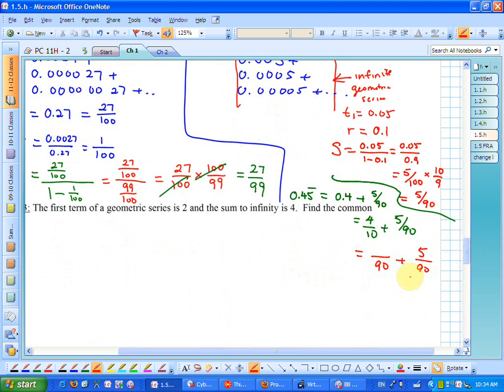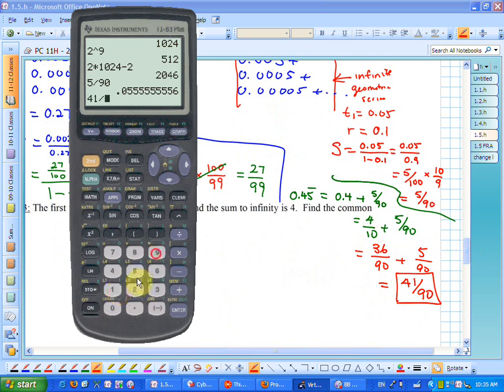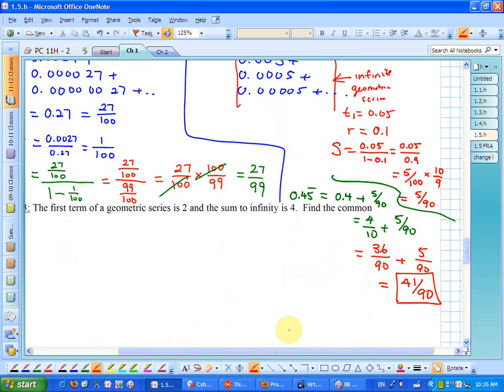4/10 is equal to how many 90ths? 10 times 9 is 90, so 4 times 9 is 36. So I believe the answer here is just 41 over 90. And that's your fraction for part 2b. Once again, you can always double check this by just dividing, and oh yeah, it's the same thing. So it's all good. I hope you did that at home, but if you didn't, I just did it for you.